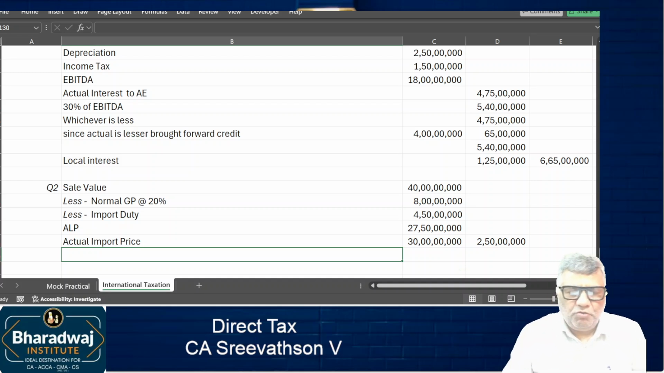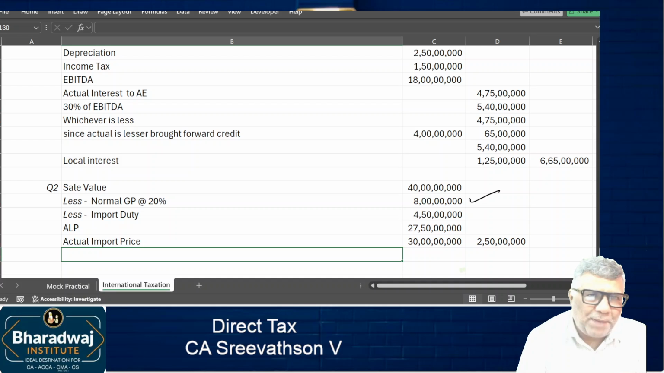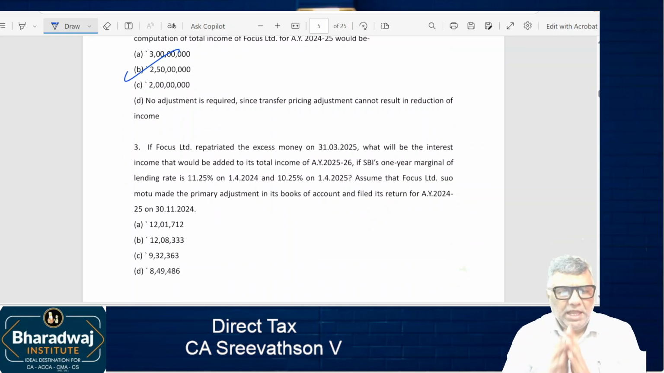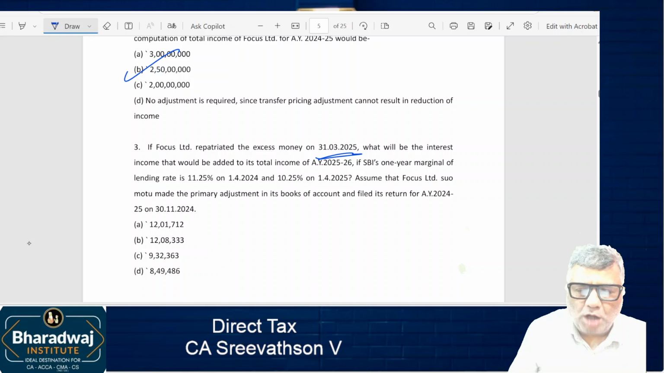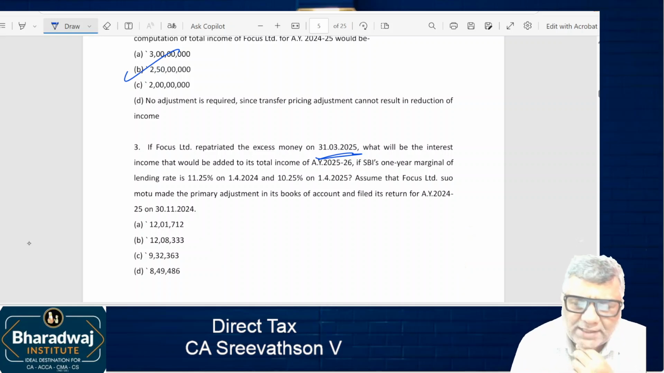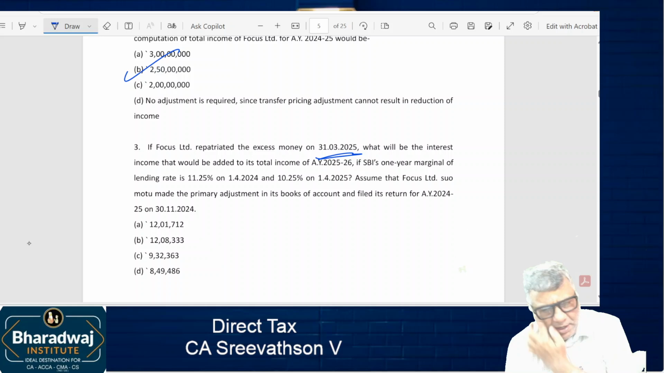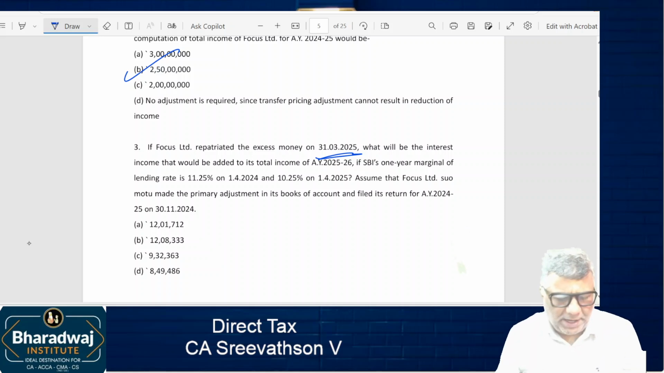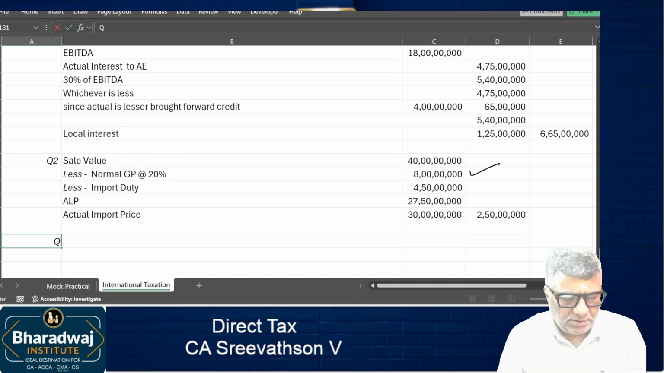My adjustment, see friends, 40 crores is my sale. Normal GP. Anyway, you can do. You can add 30 plus 4.5, 34.5 and compare any manner, because you need not work out and show. It is just you can do like this. Hopefully 2.5 crores. If Focus Limited repatriated the excess money on 31/3/25, what will be the interest income that would be added to the total income if SBI's 1-year marginal rate is 11.25 and 10.25 on 1/4/25? Assume that Focus Limited suo moto made the primary adjustment in the books on 30/11/24. Question 3. Okay.